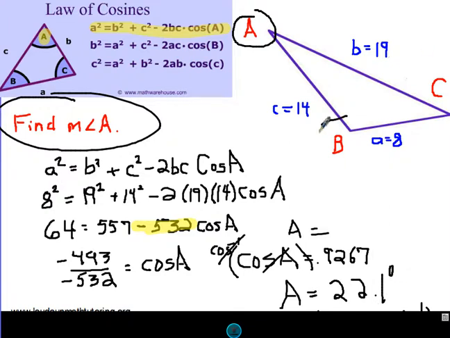Now, to find angle B, you would then go on to use this next formula, doing all the same steps. And then angle C, you could use this formula, or because you already know two of the angles of your triangle, you can subtract those from 180 to find the third.